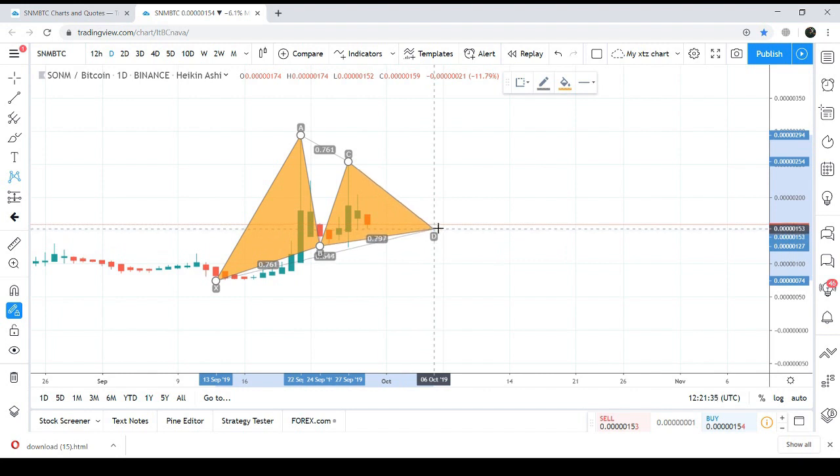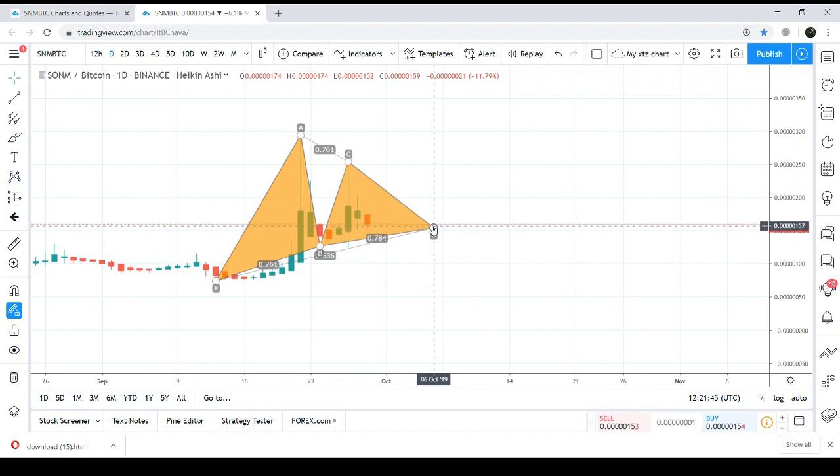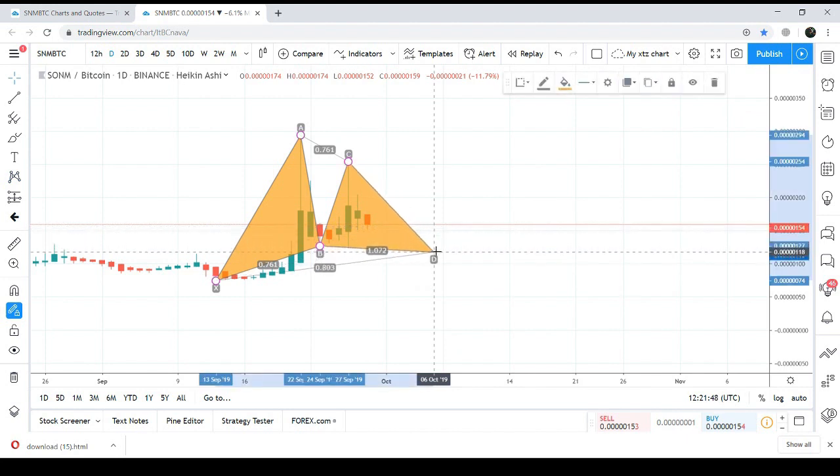So far it is retraced up to 0.636 Fibonacci. So this leg can be extended up to 0.786 Fibonacci, almost up to here.